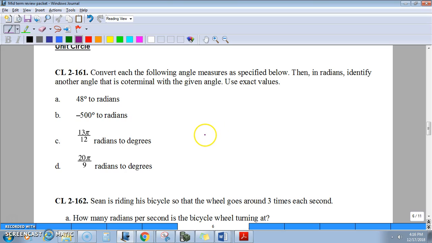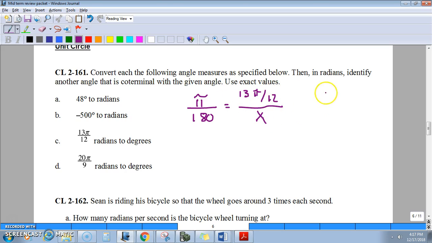All right, so convert 13 pi over 12 radians to degrees. I'm going to start with my same pi over 180. I know there's pi radians in 180 degrees, and that is equal to 13 pi over 12 radians. So that 13 pi over 12 is going to be all in the numerator, because that's all of the radians, over x, because this time I'm looking for degrees, right?